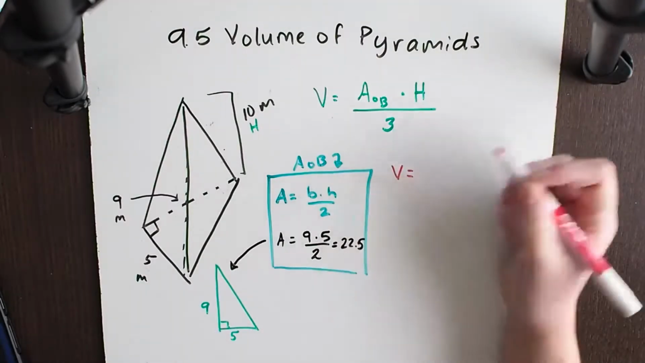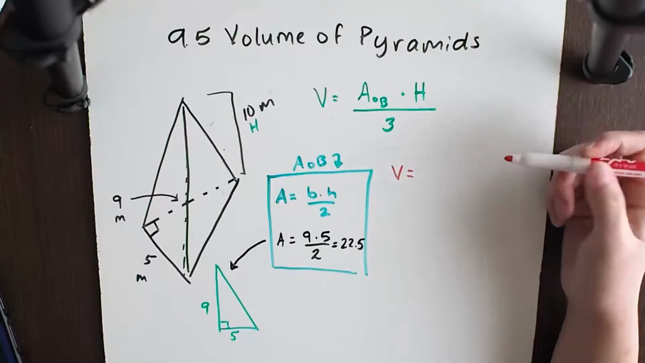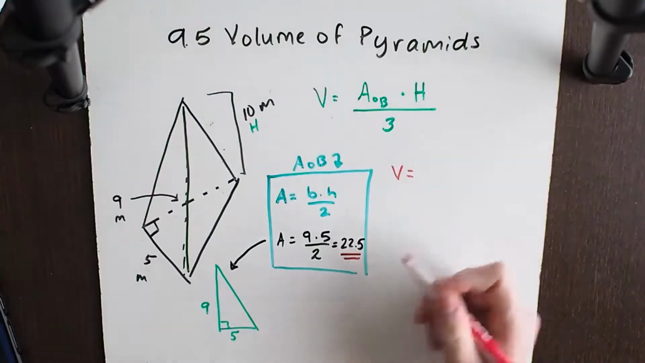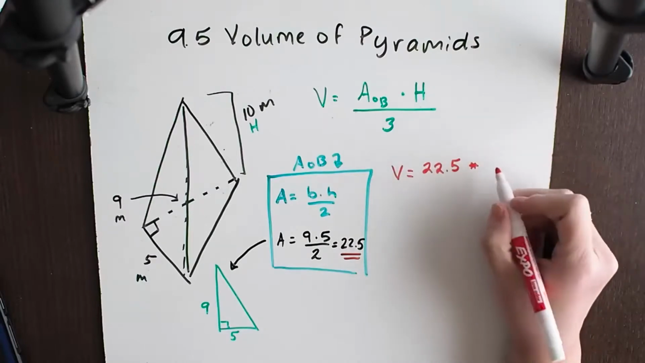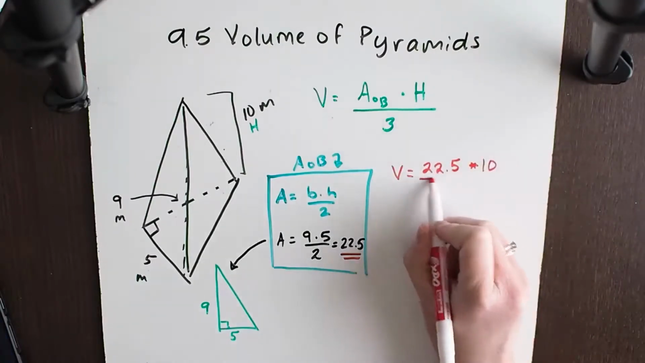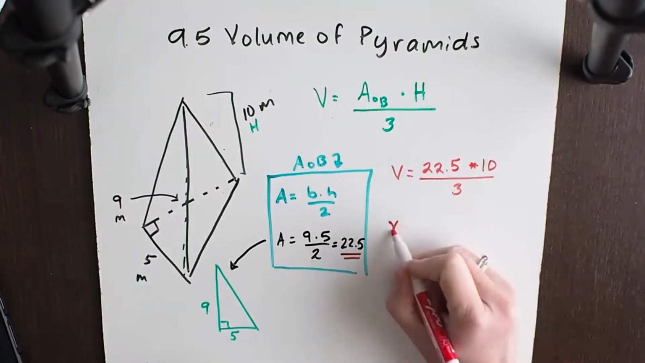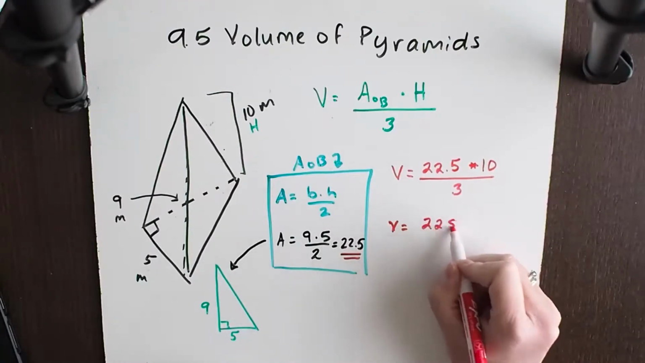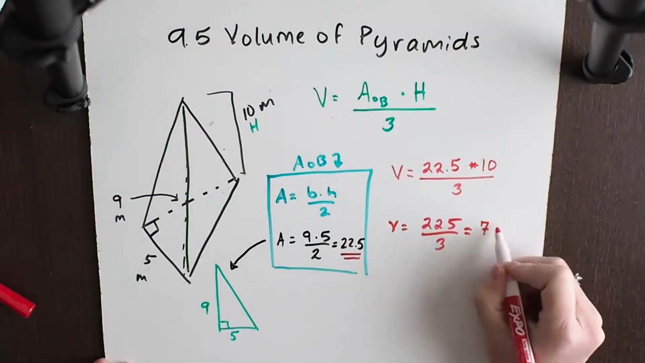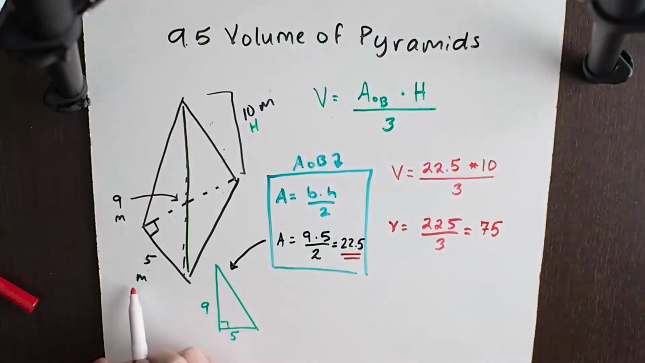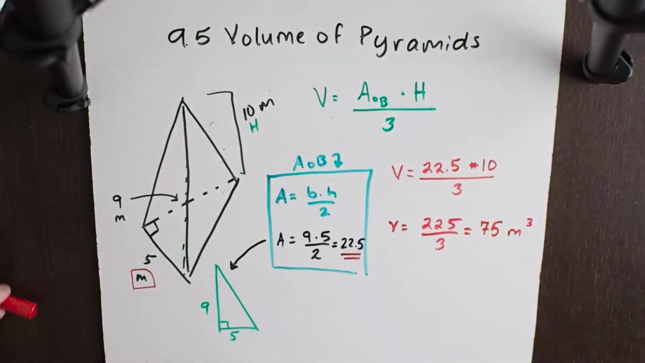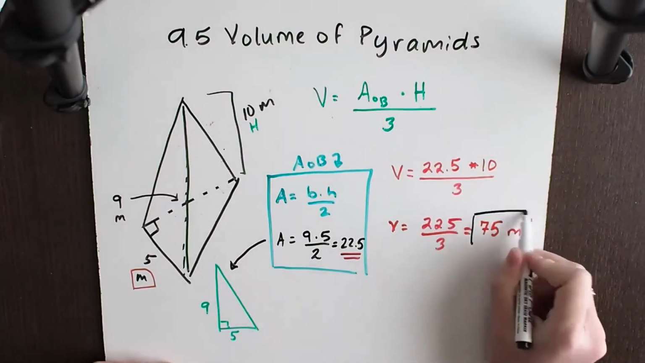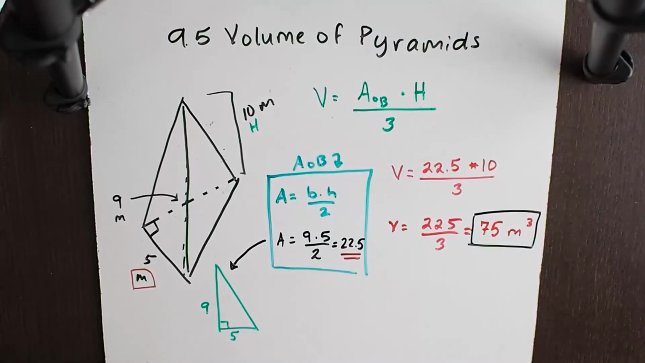Our volume is equal to the area of the base, which we just found to be 22.5, so we plug that in here. Big H, or height, the height of the pyramid, is 10, and it's all divided by 3. If we continue to simplify that, we will get that the volume is 75. Our units are meters. Meters cubed. Because it's a volume, we write the cubed on the units. And that is the volume of this pyramid.